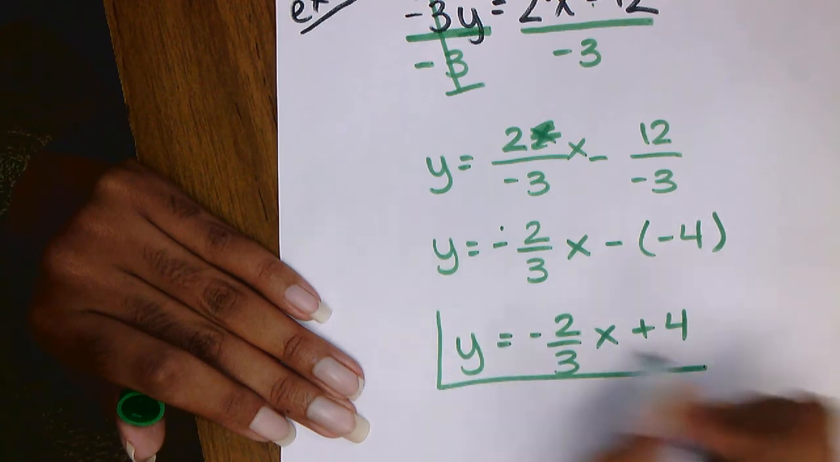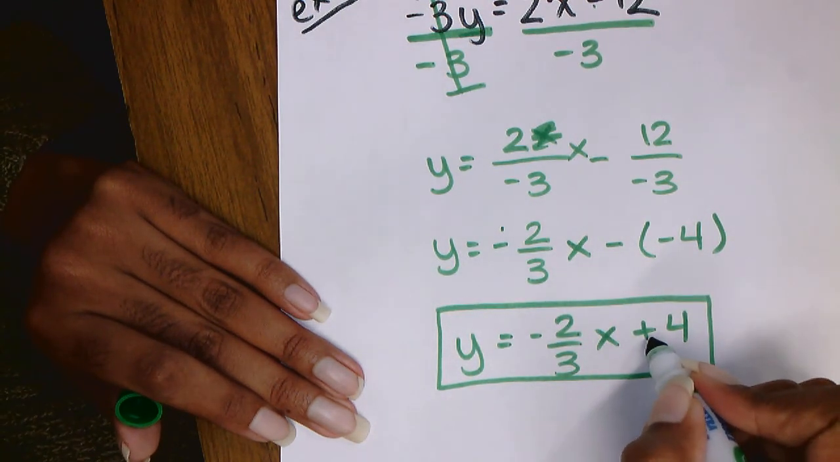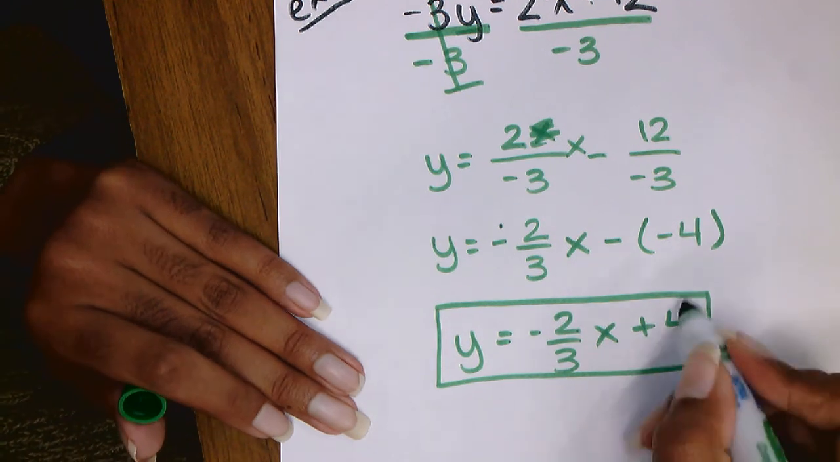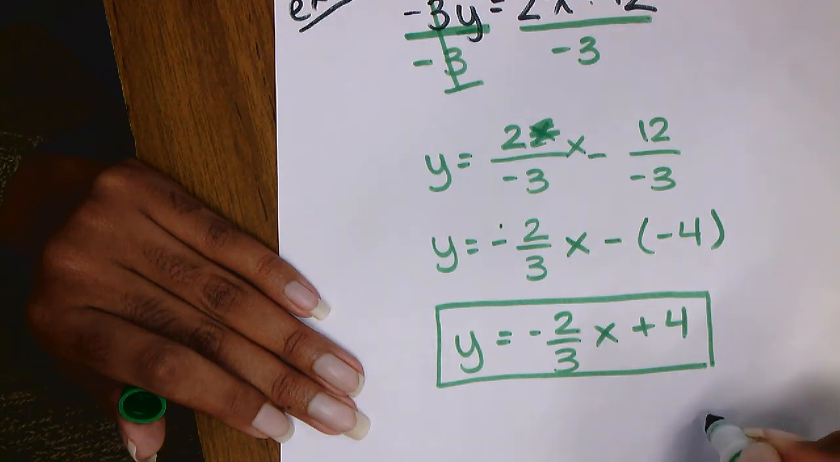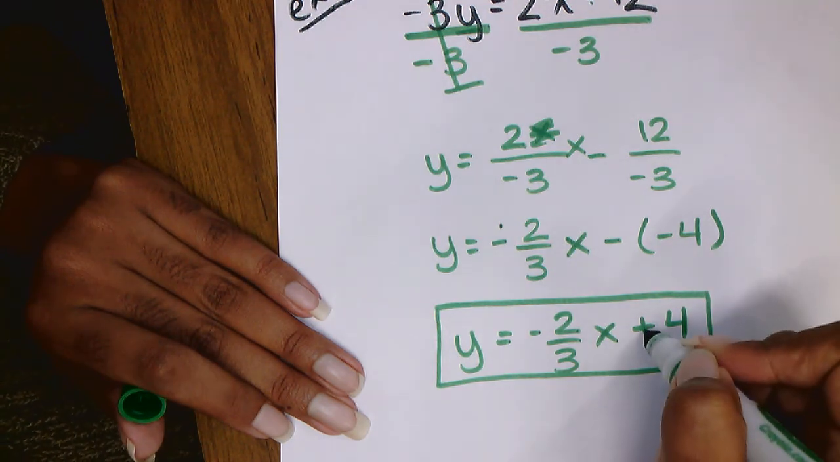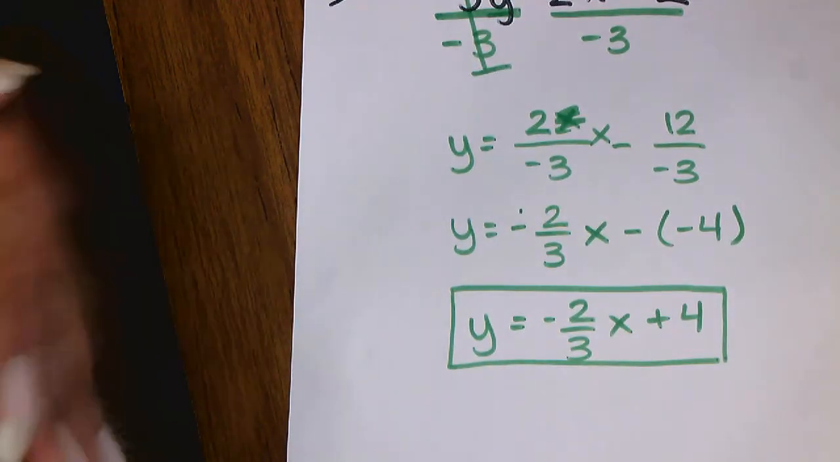So we know we have a negative slope, negative 2/3 slope, and a positive y-intercept at positive 4. So we could always plot our y-intercept at 4 and go down 2, right 3, down 2, right 3. We could also just go up 2, left 3, up 2, left 3, right? And just keep plotting those points to make our line.